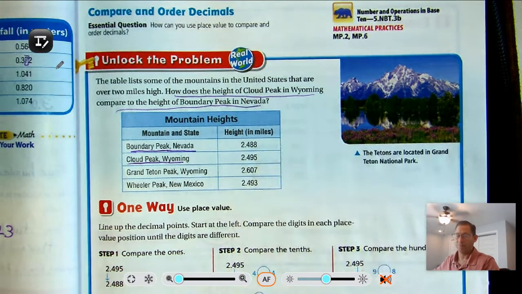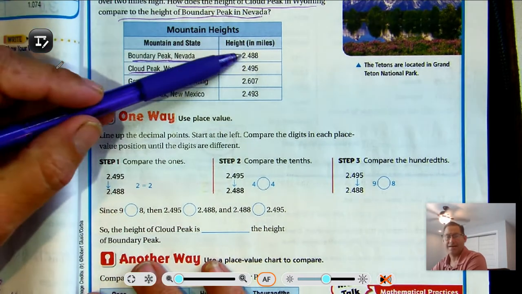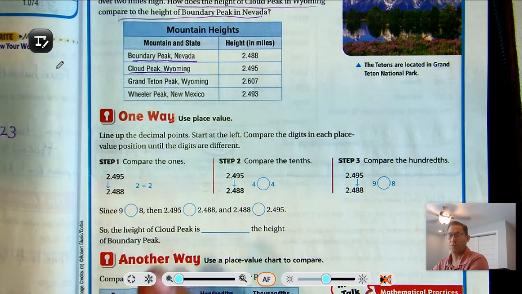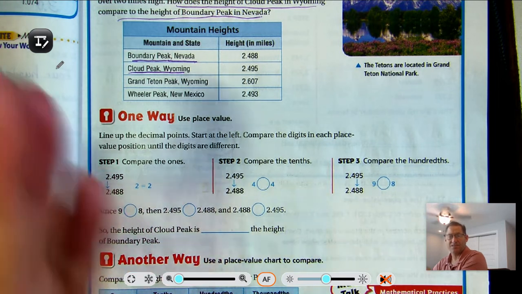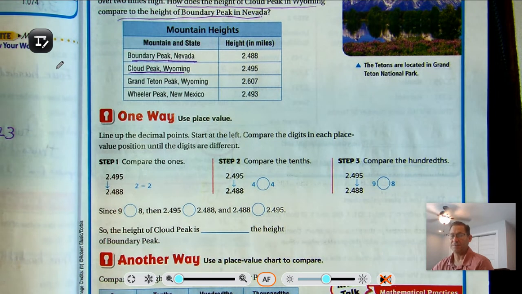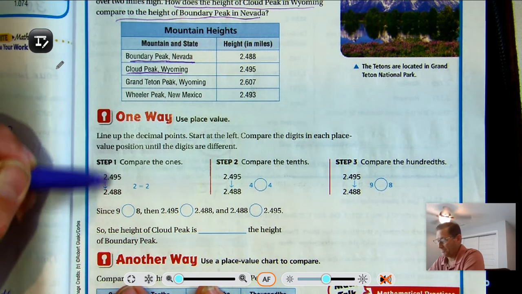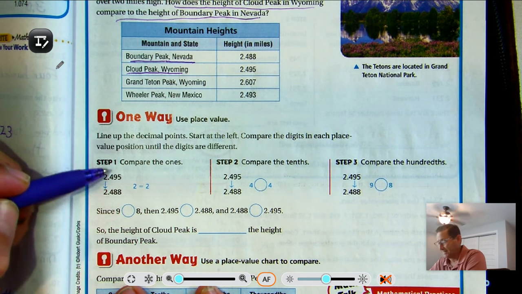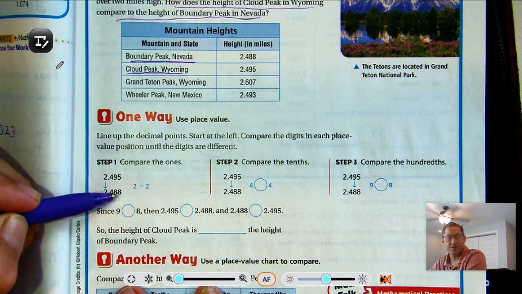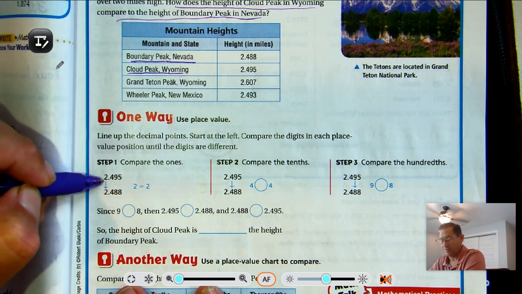So one way we can compare those is to use place value. In that case, we would just line up the decimal points, start at the left, and then compare the digits in each place value position until the digits are different. So we lined up the digits. We made sure that the ones are under the ones, the tenths are under the tenths, the hundredths are under the hundredths, and the thousandths under the thousandths.